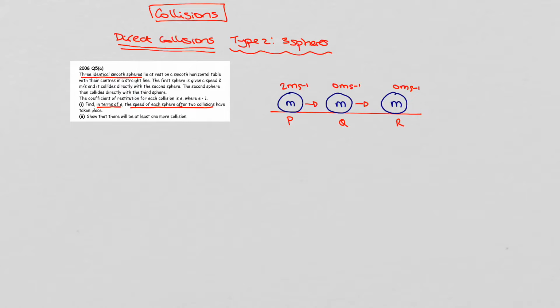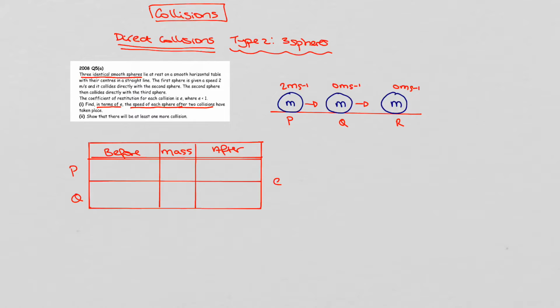Okay? So our table then, before, mass and after, is going to be just looking at P and Q for the first collision. So if you fill in the table, press pause on the video now. So you should have 2 for the first one, mass is M. Don't know what its velocity is after, so we're going to call it P. Second one is at rest, has the same mass, don't know its velocity after, so we'll call it Q. And again, our coefficient of restitution is E.